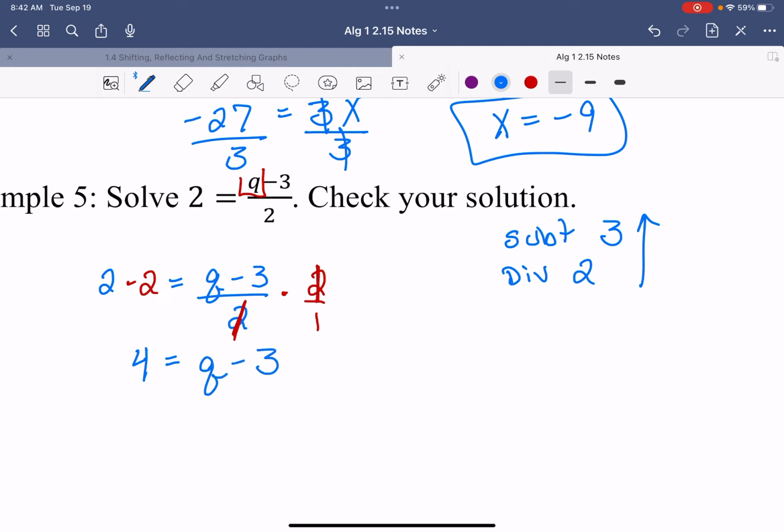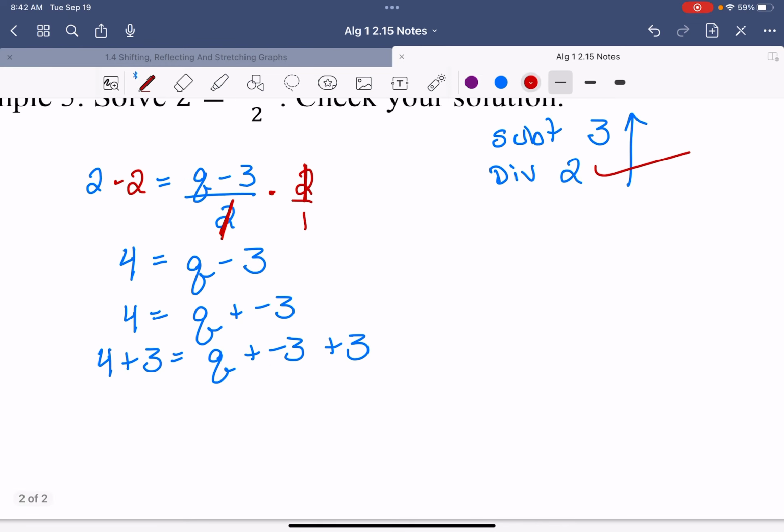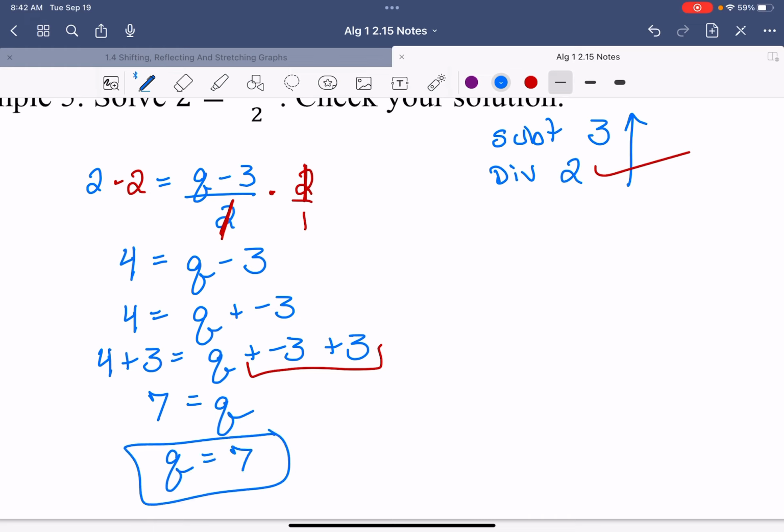So now that I undid the divide by 2, I can now get rid of my subtract 3, which is the same as adding a negative 3. So to get rid of an add a negative 3, I need to add a positive 3. Q plus a negative 3 plus a positive 3. My negative 3 plus a positive 3 there is 0. So I'm left with q plus 0, which is just q. 4 plus 3 is 7. So I get q, if you want to flip it around, you don't have to. Q is 7.